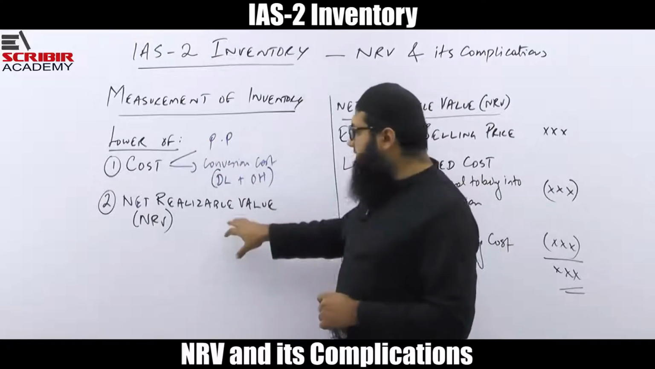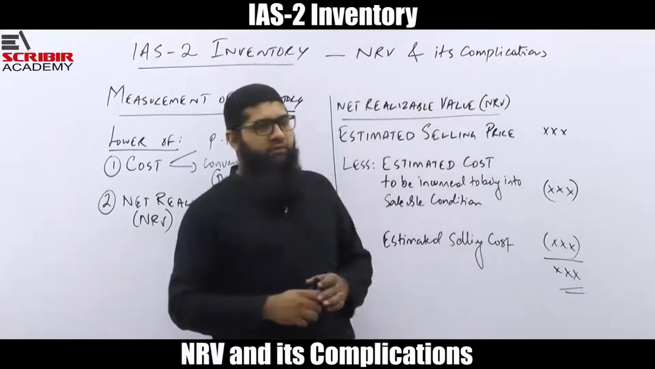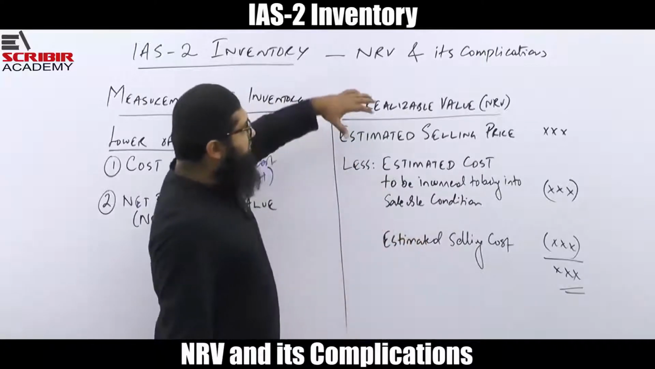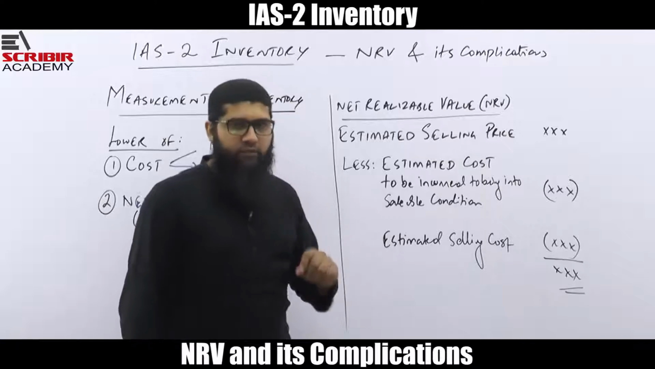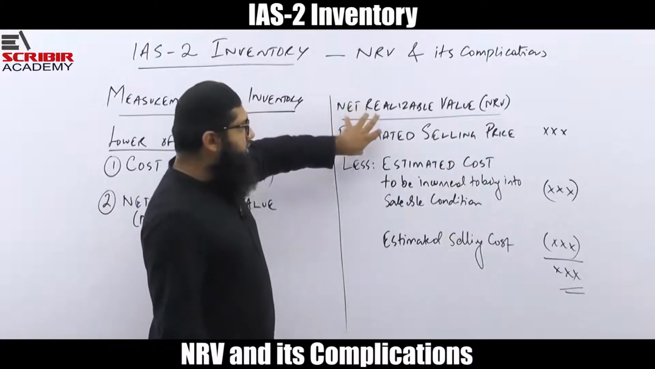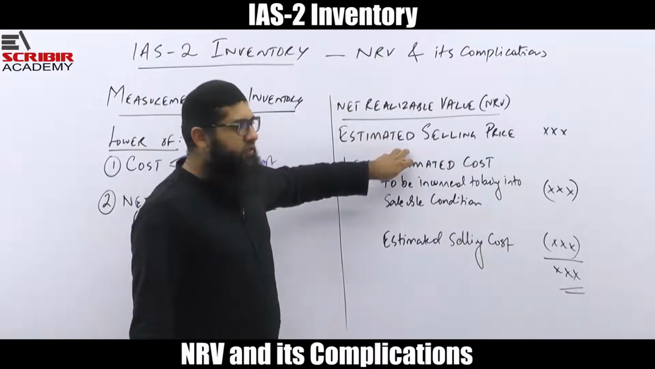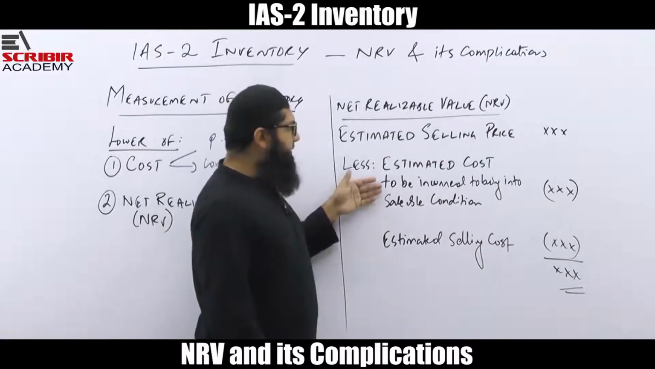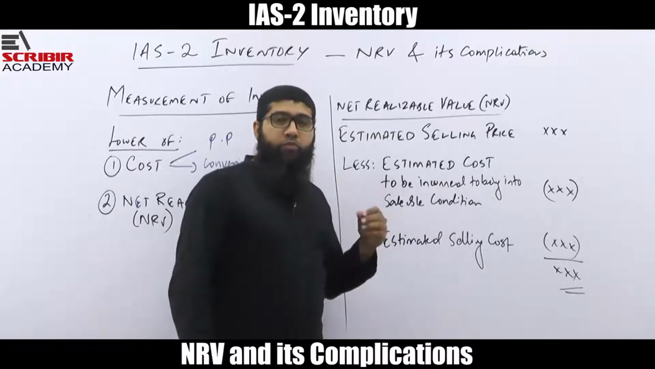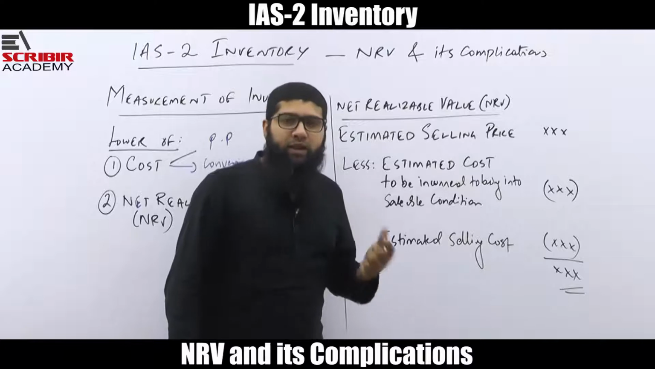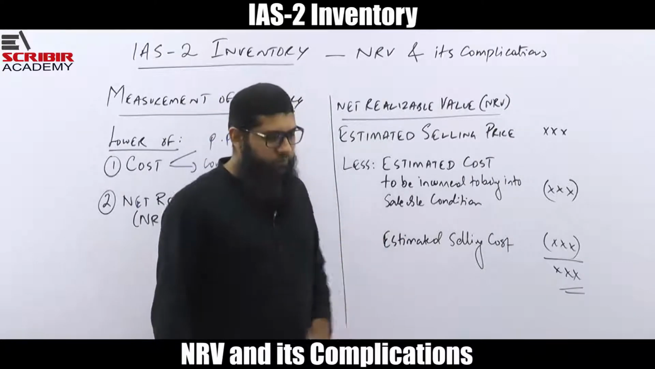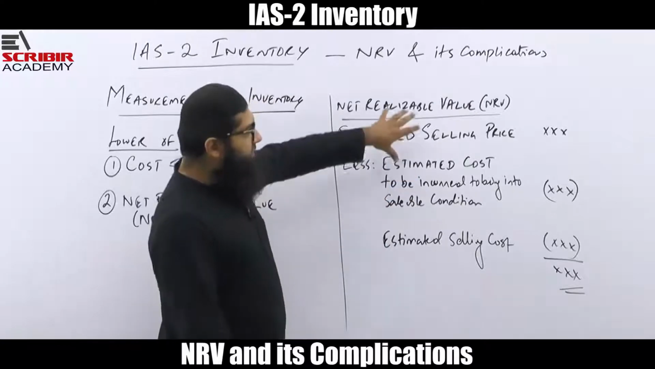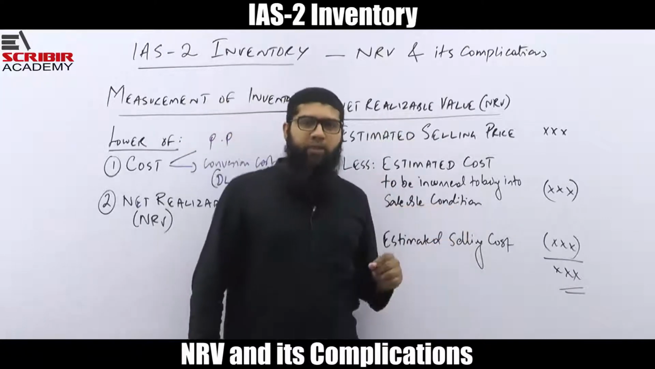When it comes to the net realizable value, NRV has this specific formula. And what is that specific formula of the NRV? The formula of NRV is like this: estimated selling price, less the estimated cost to be incurred to bring the inventory into saleable condition, and the third one is the estimated selling cost. I am going to explain this NRV through an example.